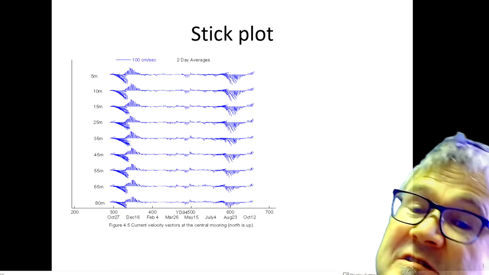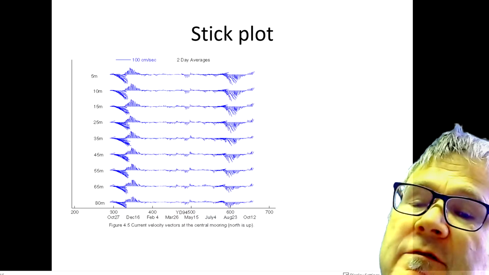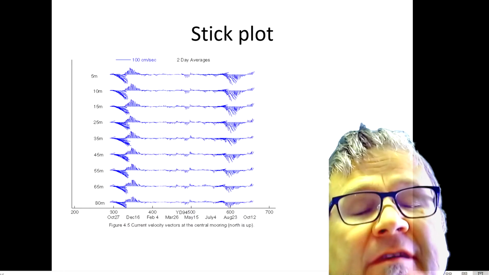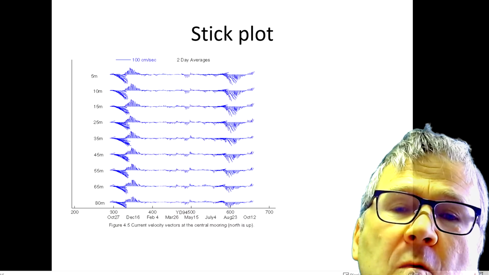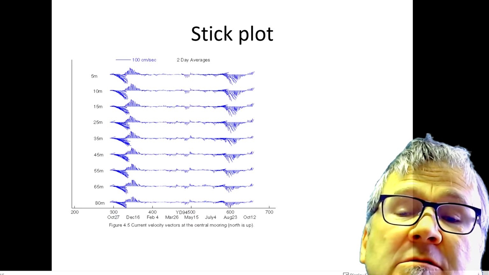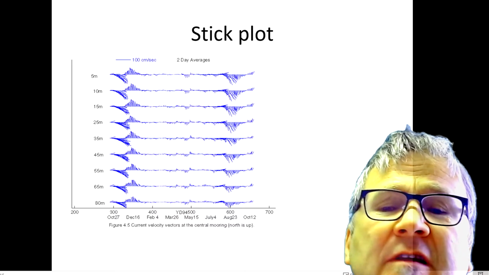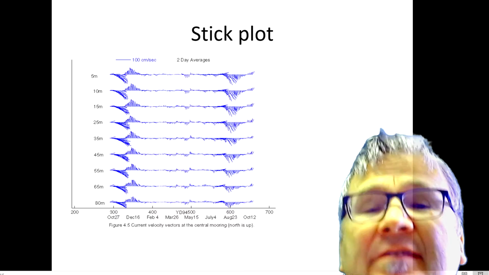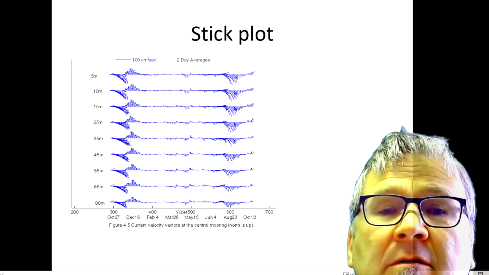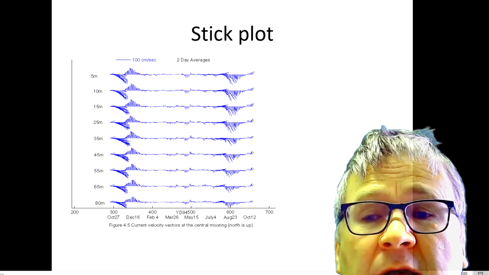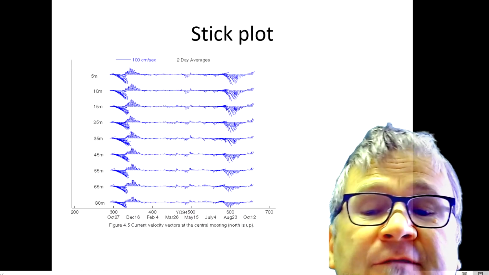All right, let's talk about stick plots, but only very briefly. What's shown here is the time series of a horizontal flow at different depth levels in the ocean, but in terms of little sticks, where the length tells you the speed and the orientation gives you the direction. Okay? And just showing it as a function of time.